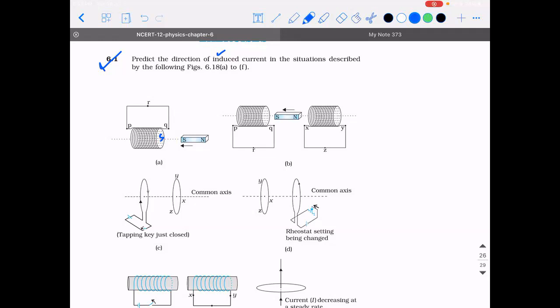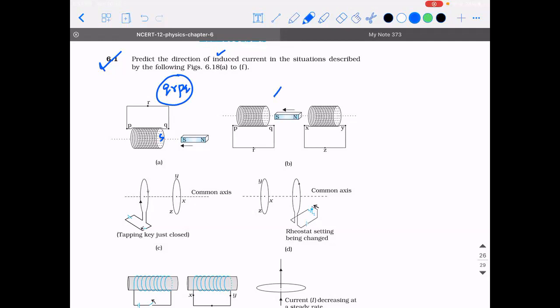So clockwise means QRPQ. Very good. QRPQ. Correct. It is QRPQ because south pole will get generated. Try the second one.